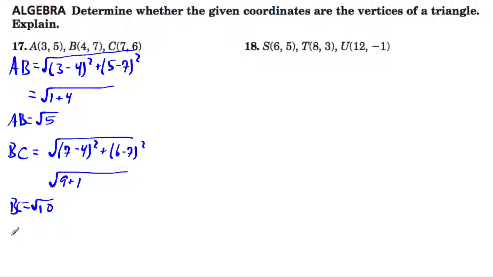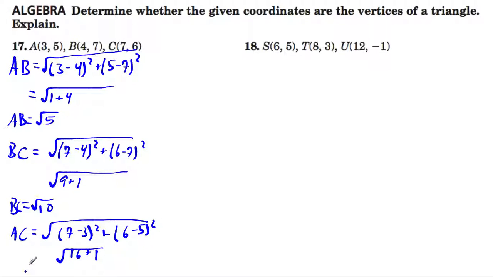And so finally we need AC. So AC is the square root of 7 minus 3 squared plus 6 minus 5 squared. So we get 4 squared, so that's 16, plus 1. So AC is equal to the square root of 17. So with square roots, you may need to use a calculator, get some decimals.